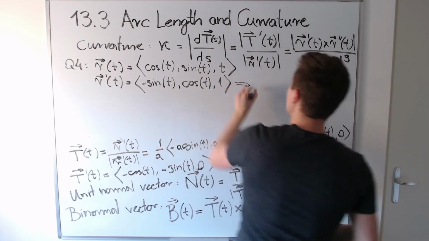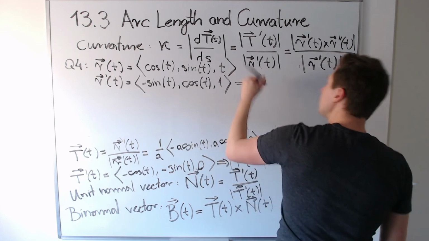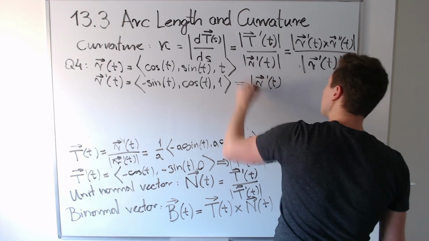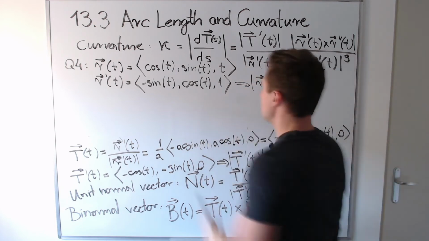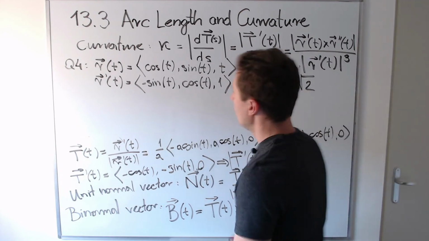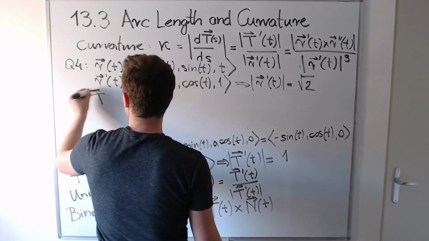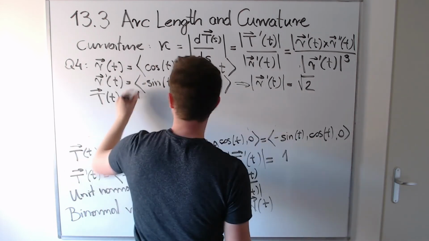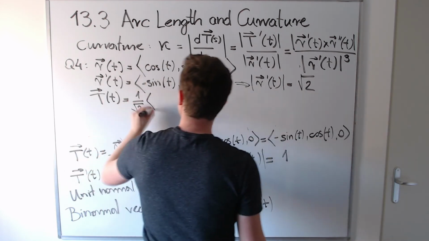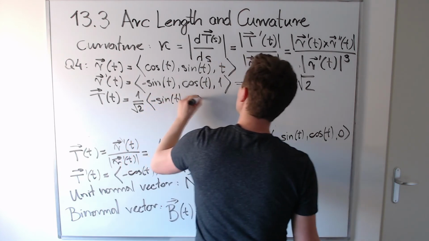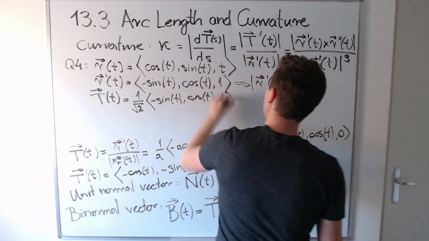Well, you need its length to get the unit tangent vector, and that will be, as we've seen in a previous question, root 2. Okay, so the unit tangent vector is just the ratio of these two, so it's 1 over root 2 times minus sine t, cosine of t, and 1.